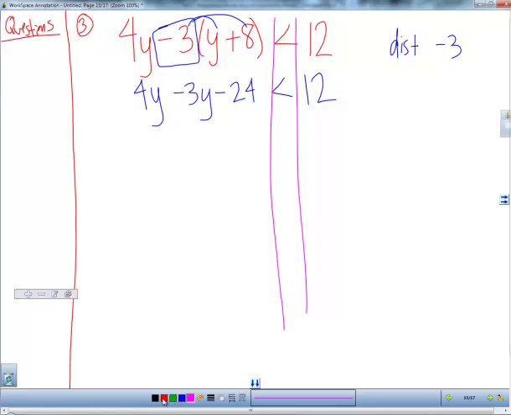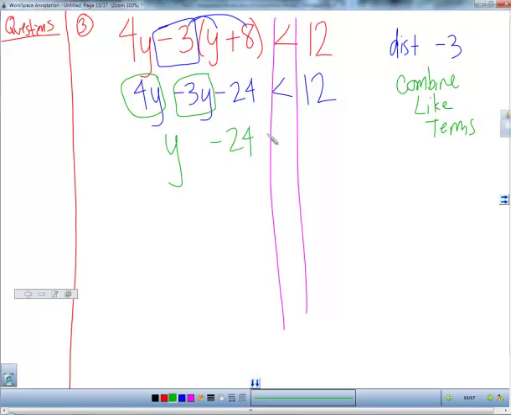So I've distributed my negative 3. My next step is to combine my like terms. So I've got this 4y and negative 3y. So I combine like terms. Whenever I do that, 4y minus 3y gives me y. I bring down my minus 24 is less than 12.